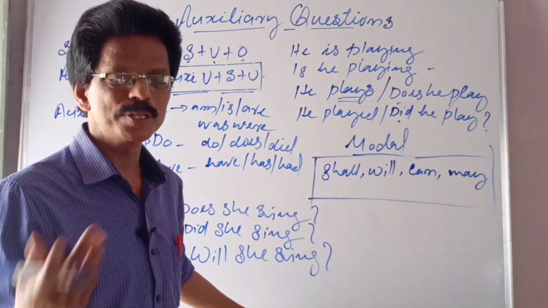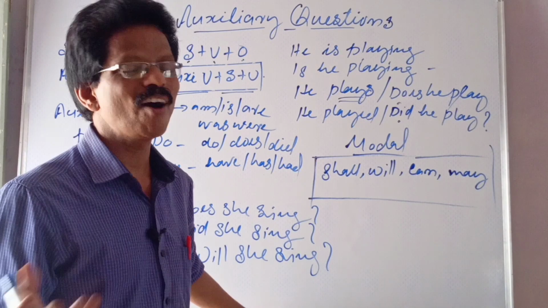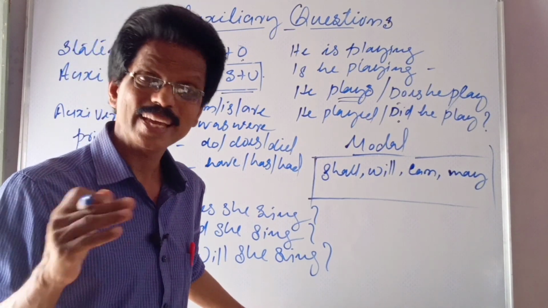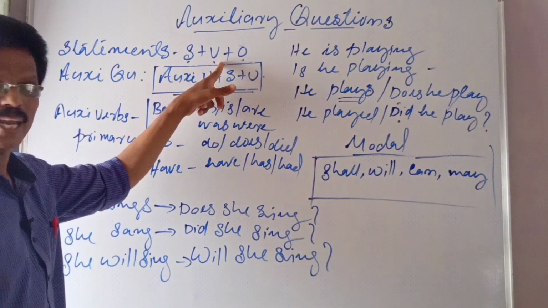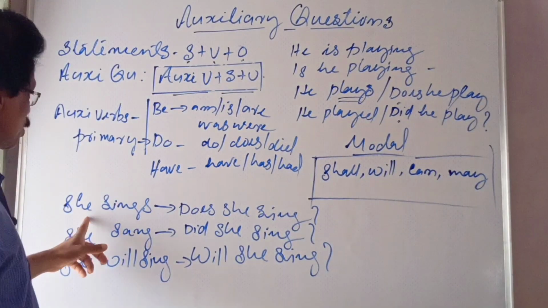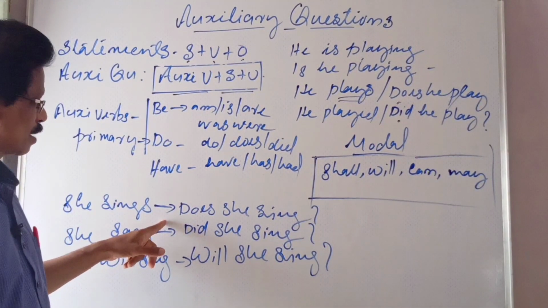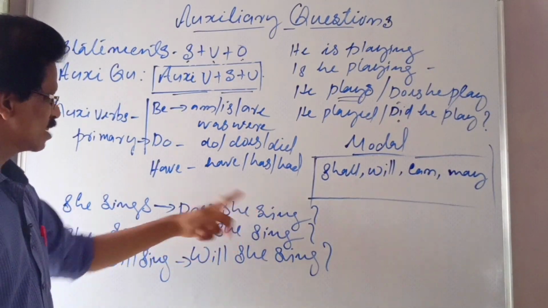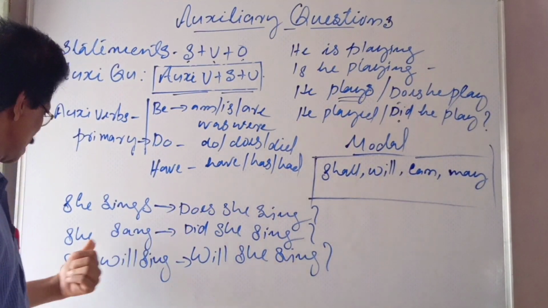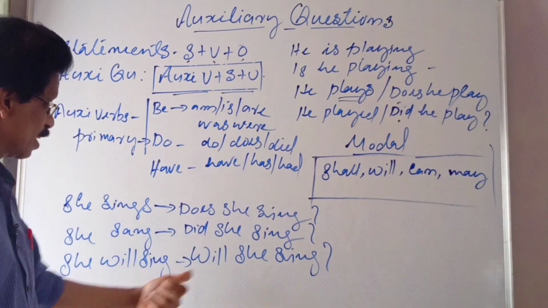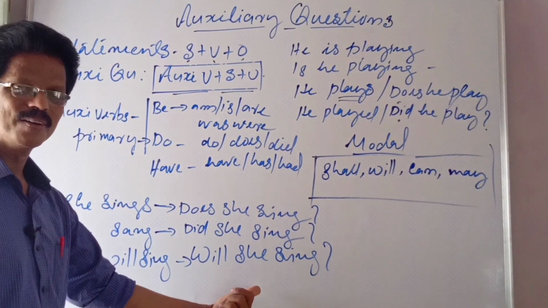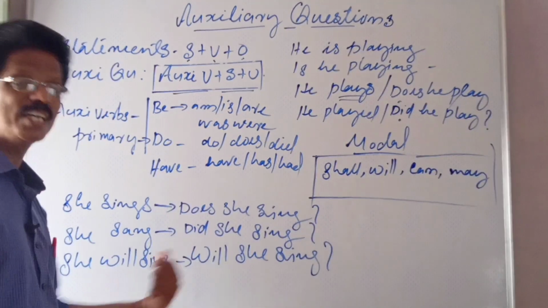See, can I come with you? Yes, I can. No, I cannot. The answer will be either yes or no plus a statement, subject plus verb. Okay now? For example, she sings. Make it a question. Does she sing? Is it not so? She sang. Did she sing? She will sing. Will she sing?